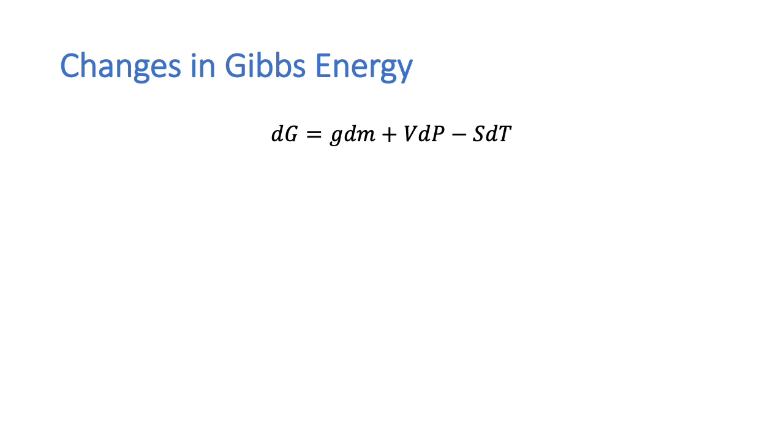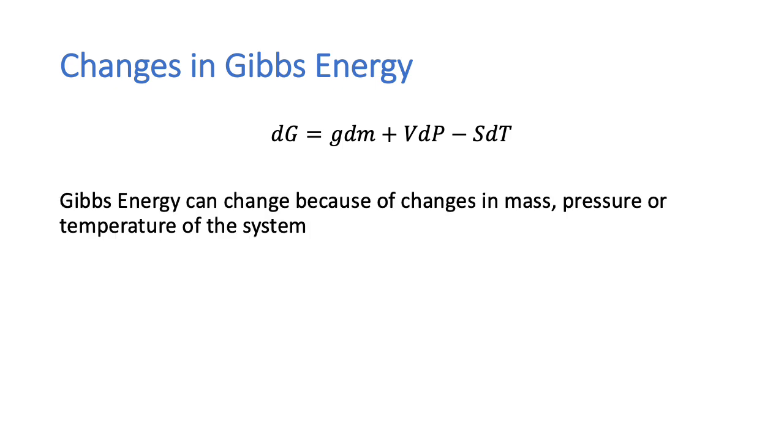The first term is due to the change in mass of the system, dm. The second is due to the change in pressure, dP. The third is due to the change in temperature, dT. So the Gibbs energy can change because of changes in mass, pressure, or temperature of the system.